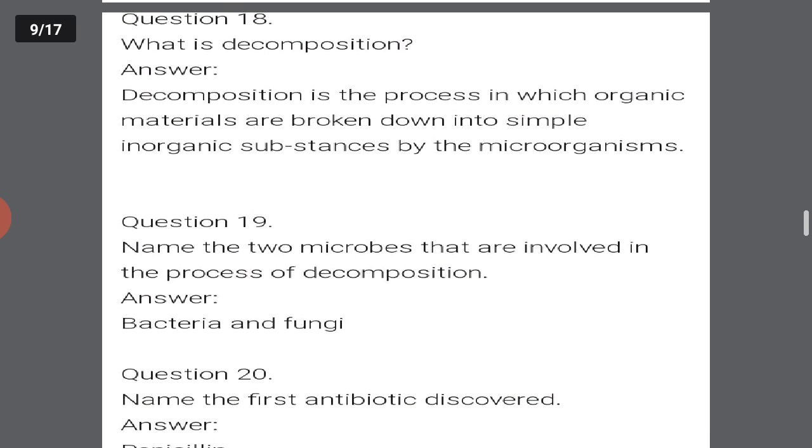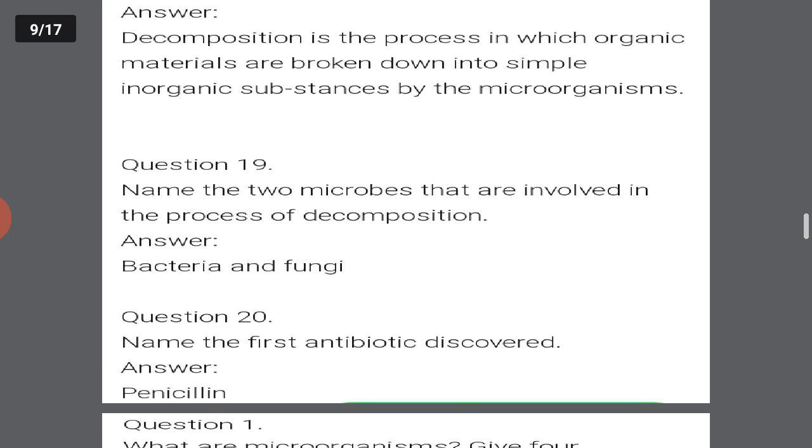What is decomposition? It is the process in which organic materials are broken down into simple inorganic substances by microorganisms. Okay, let's move to the next question. Name the two microbes that are involved in the process of decomposition. Two microbes are bacteria and fungi. Okay, let's move to the next question. Name the first antibiotic discovered.